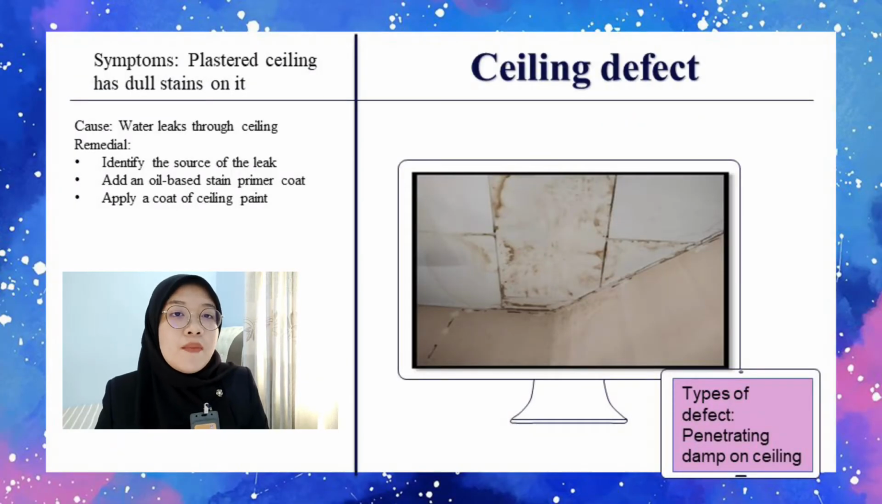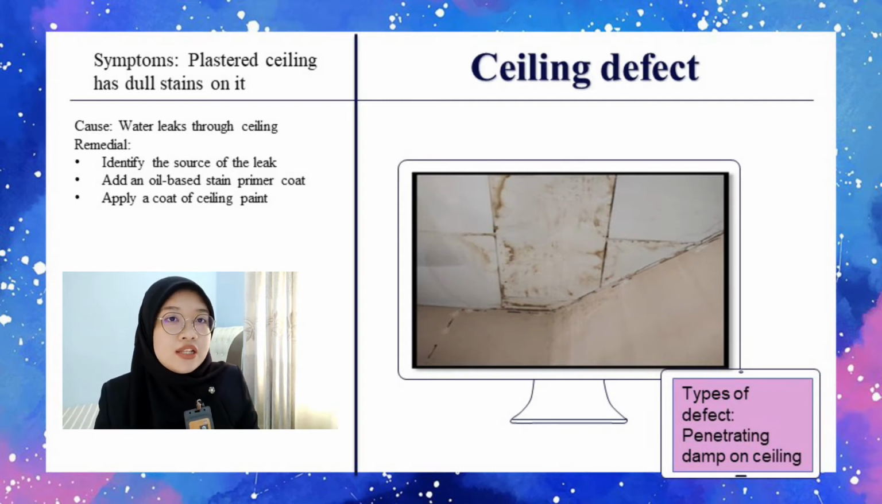So I will continue to the next defect, which is ceiling defect, where there was a penetration damp on the ceiling located at an occupant's home at the highest floor. The defect is identified as the plaster ceiling having dew stains on it. This happened because water leaked through the ceiling, leaving a coating of dew stain on the ceiling surface.